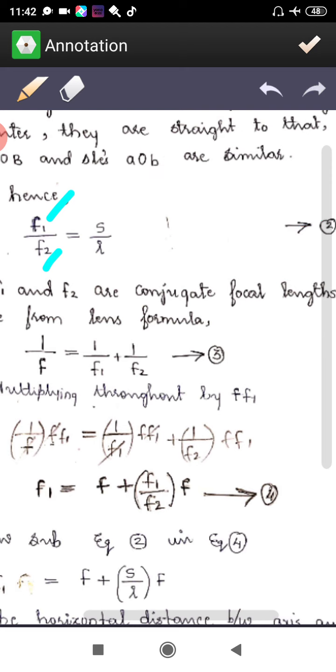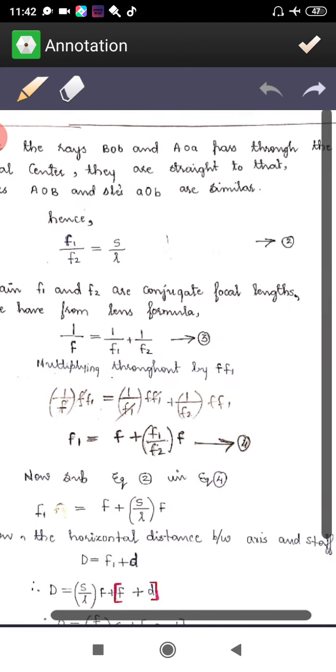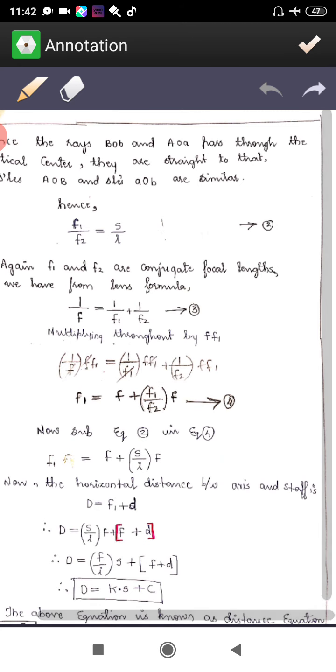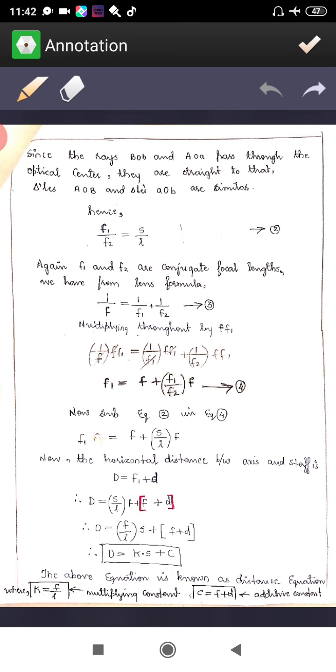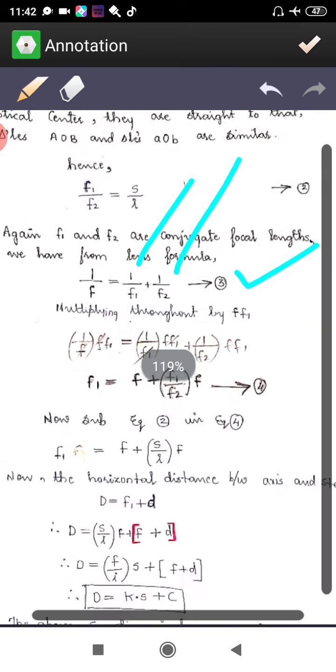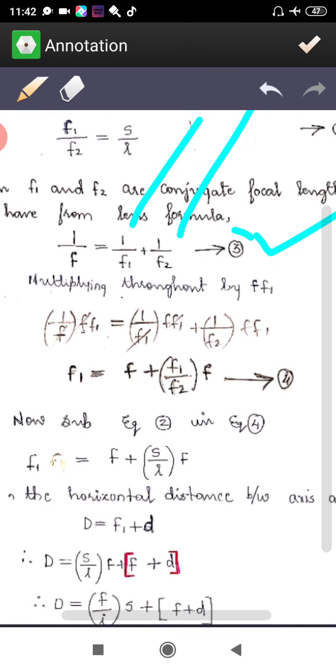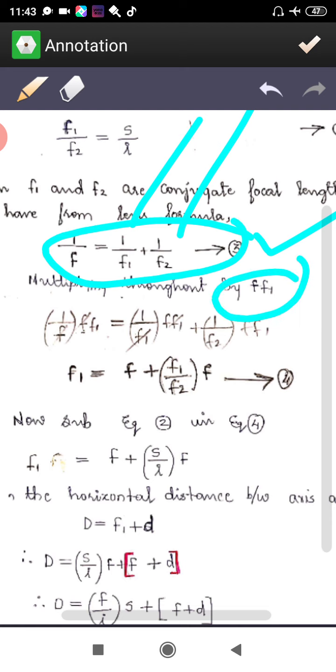Now based on the conjugate focal length formula, all of you know what the conjugate focal length formula is. That formula I have written here, that is 1 by F equals 1 by F1 plus 1 by F2. This we are going to call the conjugate focal length formula. This is formula number 3. Now if you multiply this whole formula number 3 by F1, then what are you going to get? Now see what we are going to get.